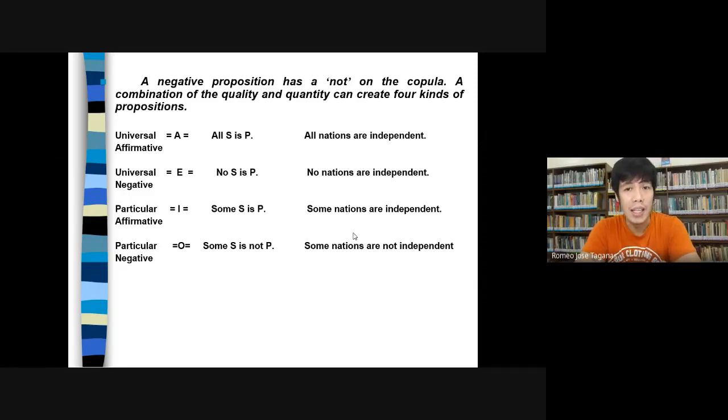What about an E proposition? An E proposition has a quantity of universal and the quality is negative. The formula is no S is P. Okay, so halimbawa, no nations is independent. Okay, and then we have an I proposition, particular, affirmative, and an O proposition, particular, negative. So A, E, I, and O. Now let us discuss further.